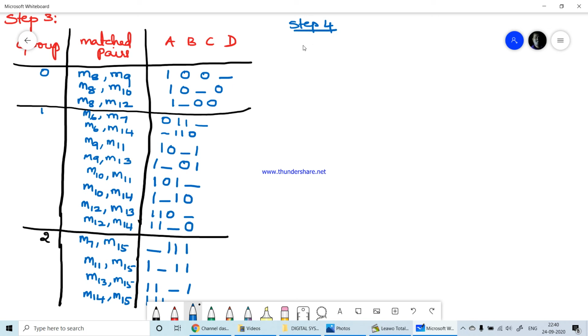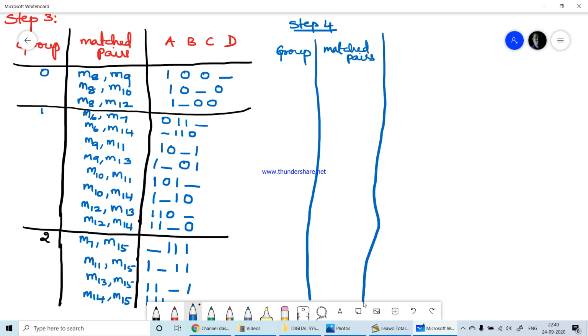Again in step 4, we form a table which will work on this mapping. So what will I get here is group, matched pairs, then ABCD.